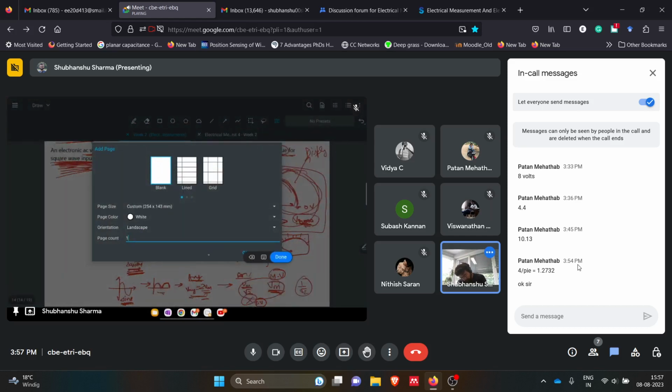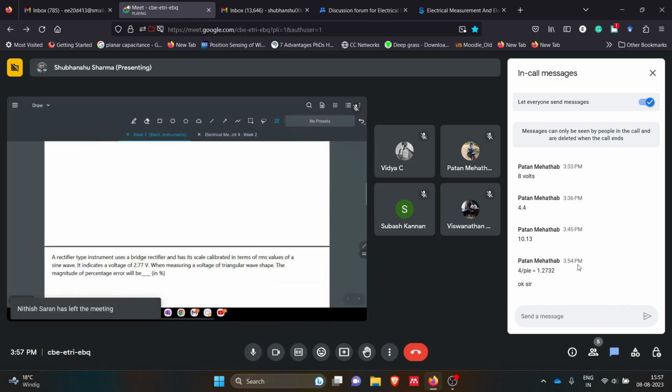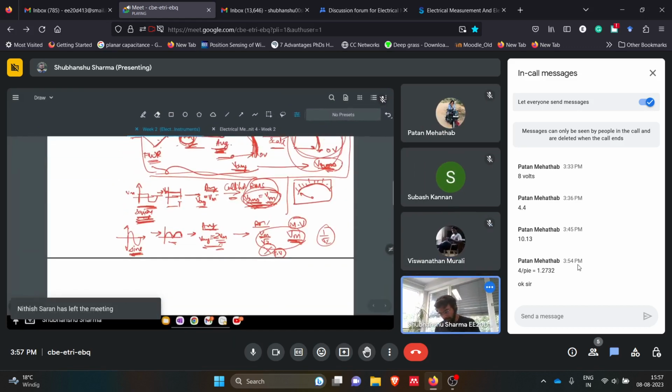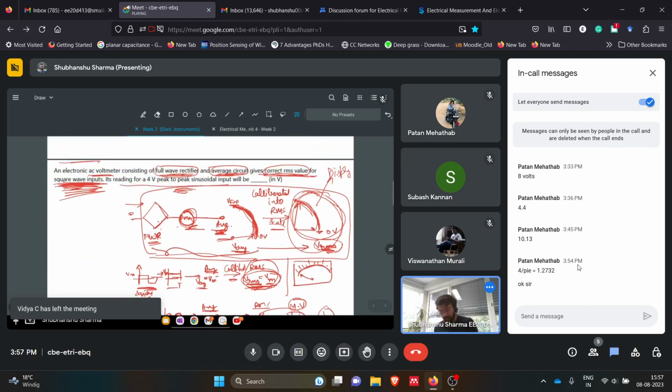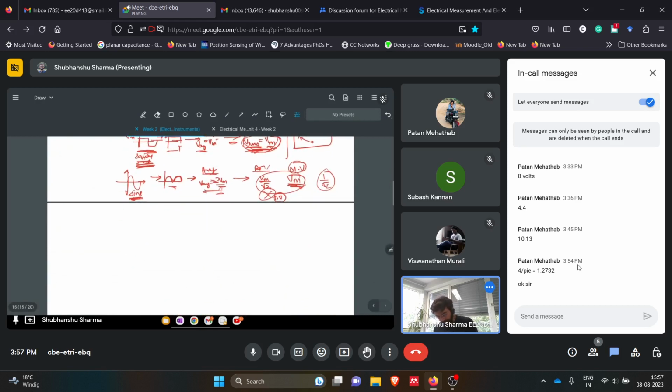So now the next part. What is the next part saying? It is reading for a 4 volt peak to peak sinusoidal input. The question is asking, what if we give a 4 volt peak to peak? When we say 4 volt peak to peak, it means 2 volt peak. They are basically saying from one peak to another peak. So this is one peak, this is another peak. From this peak to this peak, it is 4 volts. So what is the peak value of this signal? It is 2 volts.